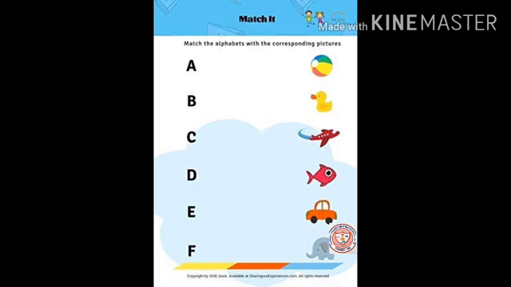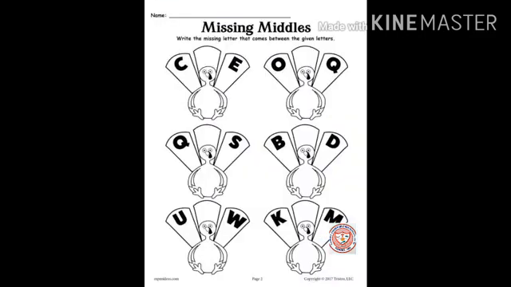Let's move on to the next game. So this next game is very interesting. Before, I have shown you a worksheet where we have to add the before alphabet and after alphabet. This time the middle part is missing. So we have to add the letters in the middle part. So let's see what the pictures are.